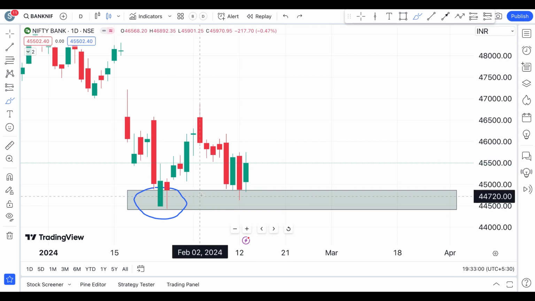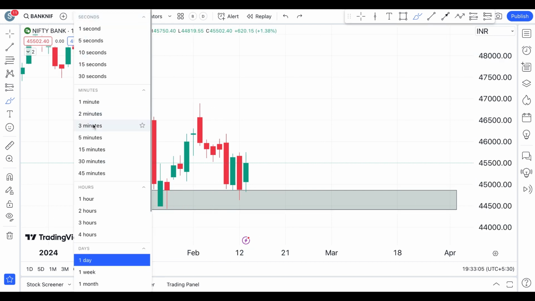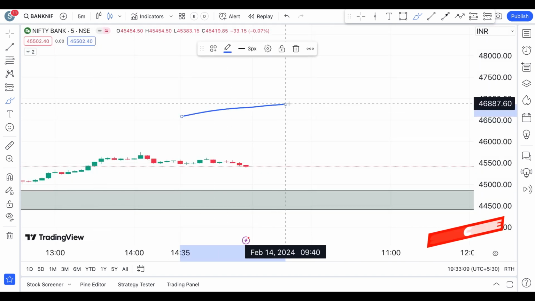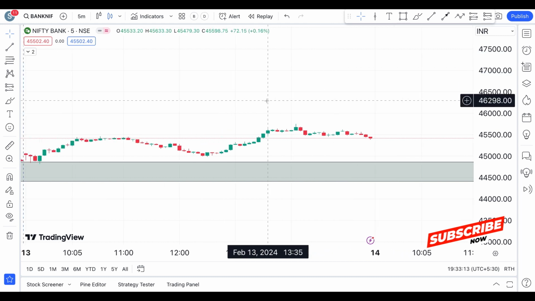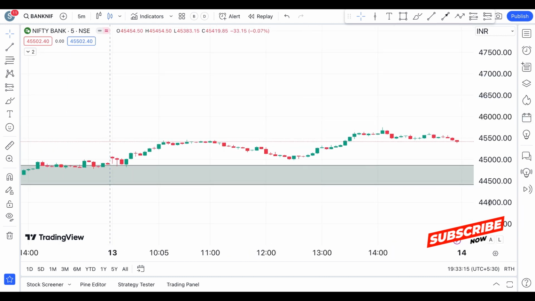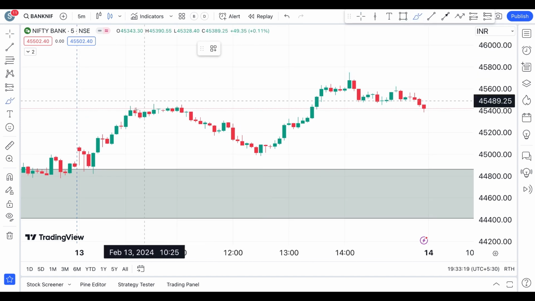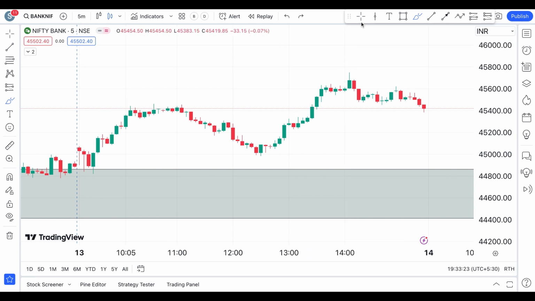So let's keep this gray area, this zone, as it is, and now let's head to the 5 minute chart of Bank Nifty so that we can see what we can learn from today's price action. This is the price action of Bank Nifty on a 5 minute time frame, starting from this vertical blue dotted line.